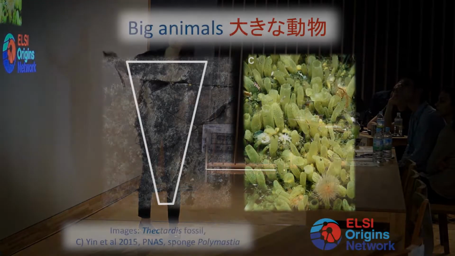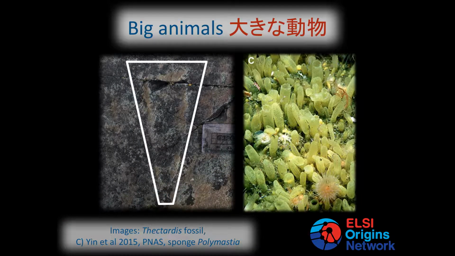Among these strange forms are some others which look more like living animals, such as this triangular fossil within here, called Thectardis. This may be an impression of a simple sponge of a similar shape to the ones we see today.